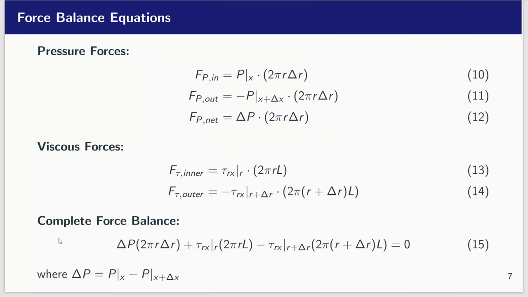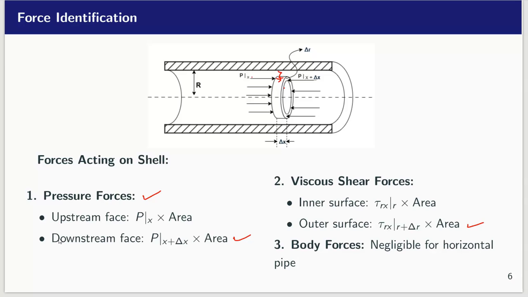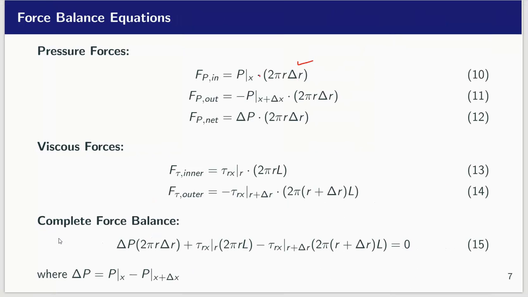Now pressure force, so Fp in is P of x into 2 pi r delta r. Fp out is negative, because this is the upstream direction and that should be the downstream direction, but force is acting perpendicular to the surface, so that is negative. So minus P of x plus delta x into 2 pi r delta r. So Fp net will be delta P, where delta P means P of x minus P of x plus delta x. So delta P 2 pi r delta r.